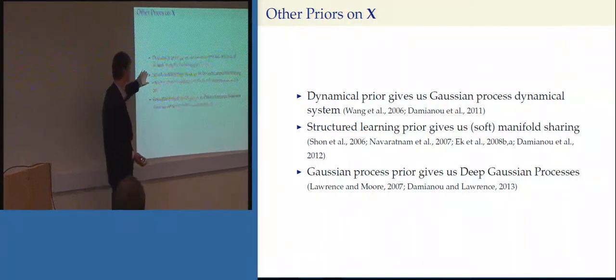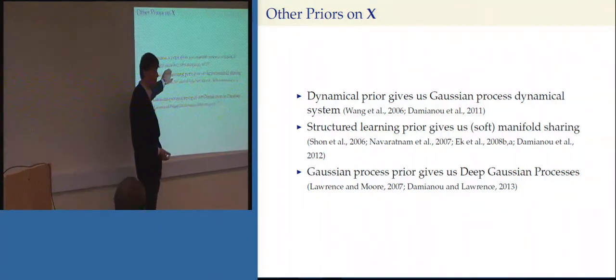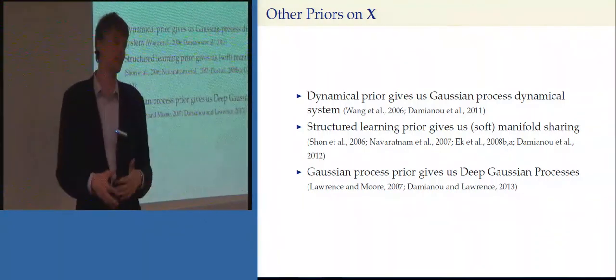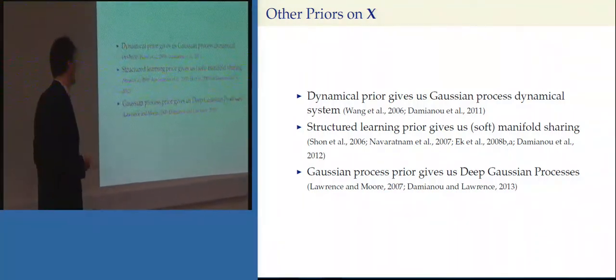The first people to do this with a MAP solution did it autoregressively, so it really was a nonlinear generalization of a sort of Kalman filter. Jack Wang, Aaron Hertzmann and David Fleet at Toronto did that, and then we did it more recently with a fully Bayesian approach that allowed us to learn the parameters of the prior as well, with my student Andreas Damianou.